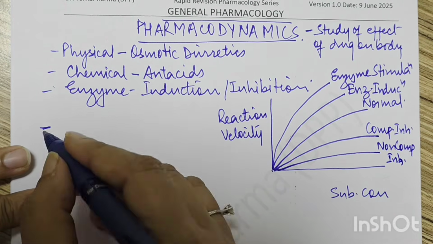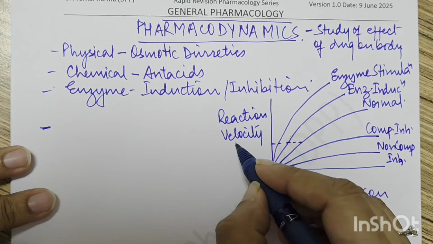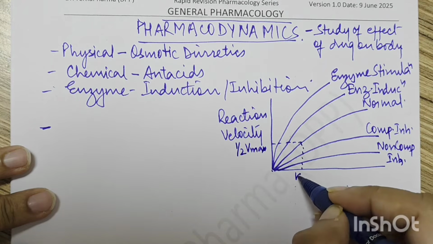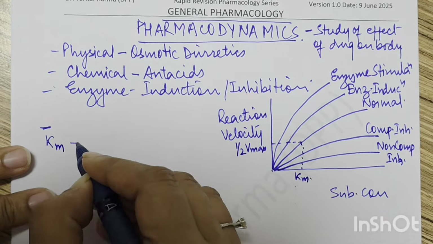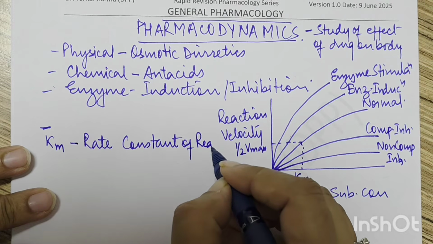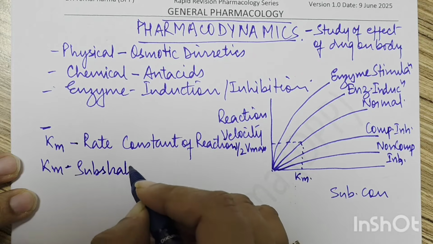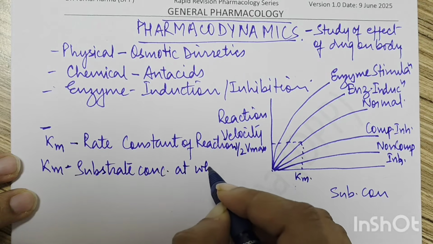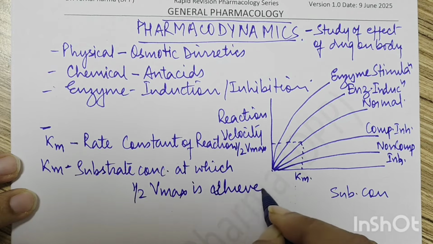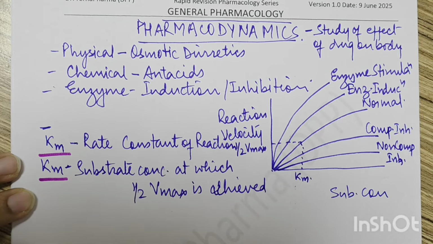Now there are some important terms here. This is half Vmax, okay, and this is Km. So understand what is Km. Km is the rate constant of reaction. Okay, Km is the substrate concentration at which half Vmax is achieved, right? So this definition becomes very important. What is Km and exactly what do you understand by Km?